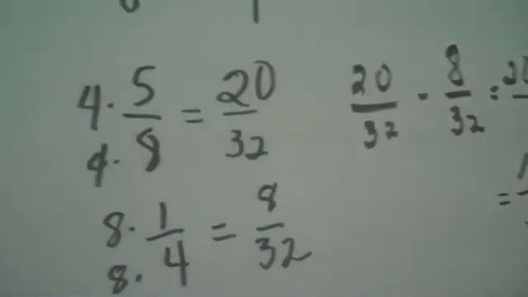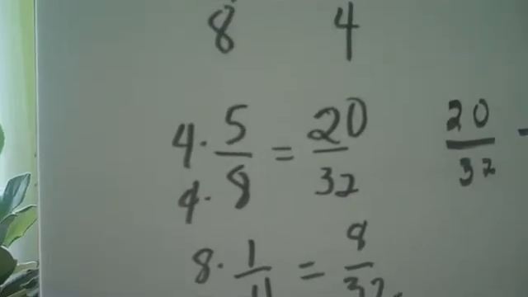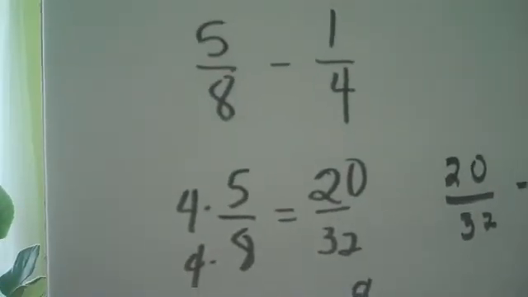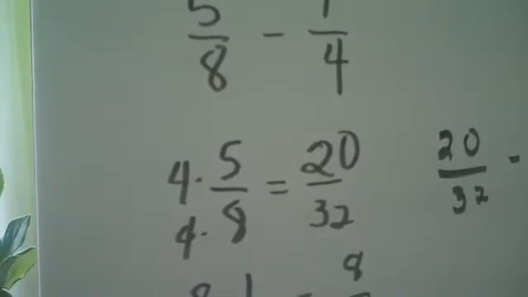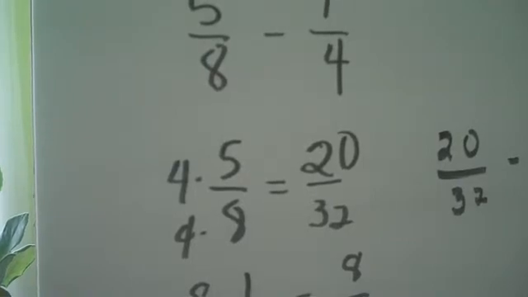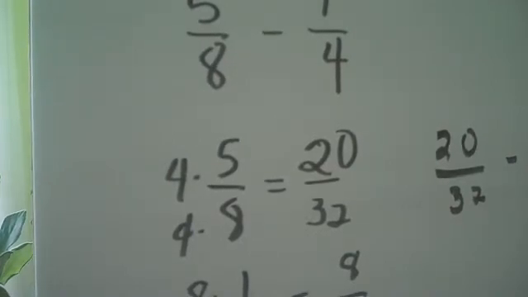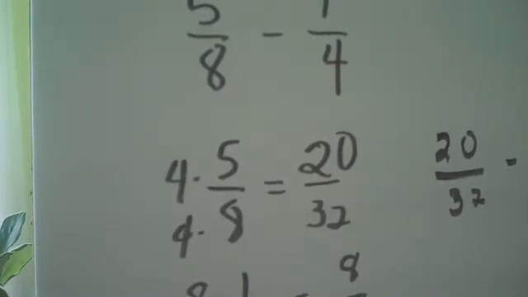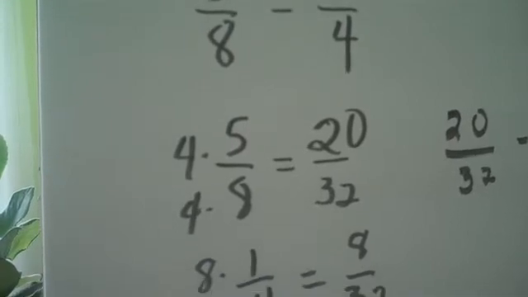So if we go back, our original problem was 5/8 minus 1/4. We said we had to change the two fractions to fractions with a common denominator that we found by multiplying 4 times 8 and got 32. So we started with 5/8 and we said, what can we multiply times 8 to get 32? Answer 4. So we multiplied the numerator and denominator by 4 and got 20 32nds.